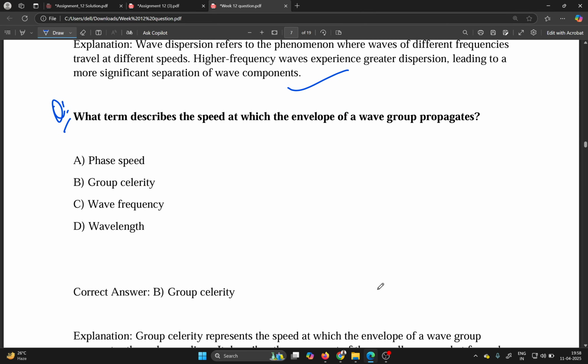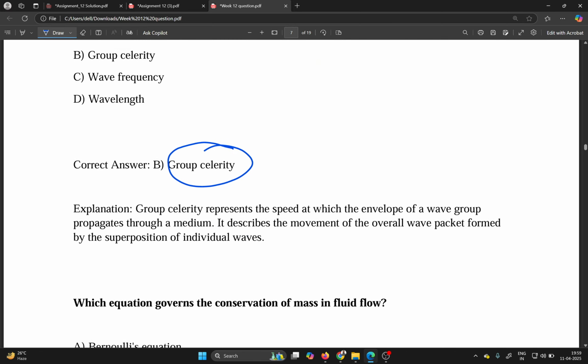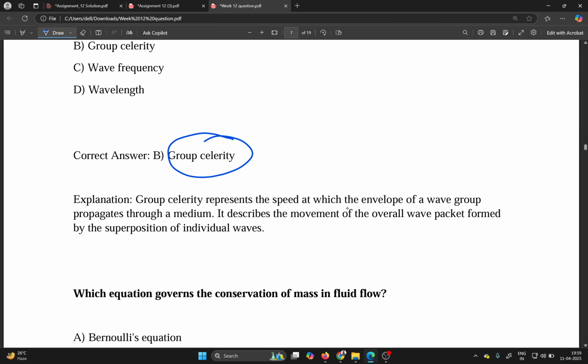Okay, let me just show you. The group celerity. Remember please, the term describes the speed at which the envelope of wave group propagates, known as the wave celerity. Envelope means a lot of waves. The group celerity represents the speed at which the envelope of wave group propagates through a medium, and it describes the movement of the overall wave packet formed by the superposition of individual waves.